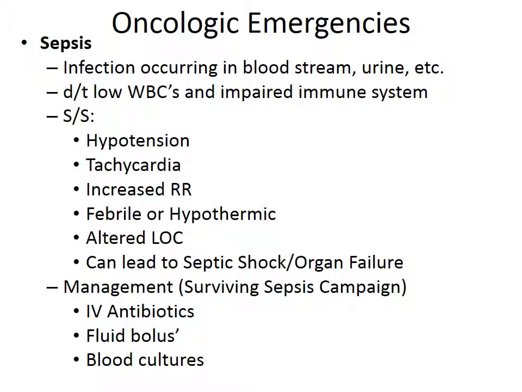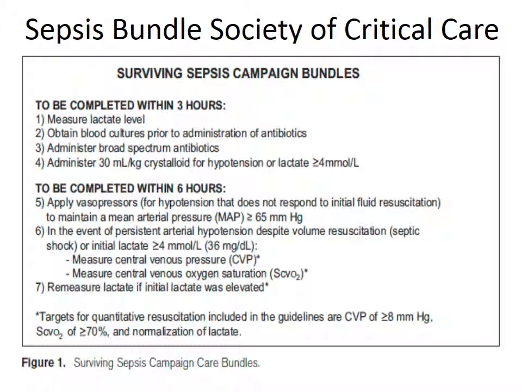It's due to low WBCs and impaired immune system function, and its signs and symptoms include hypotension or a drop in systolic blood pressure of 10 millimeters of mercury, tachycardia, increased respiratory rate, febrile or hypothermic, altered level of consciousness, and it can lead to septic shock or multisystem organ failure. Management is aimed at using the Surviving Sepsis campaign and includes IV antibiotics, fluid boluses, blood cultures, and vasopressors. The Sepsis Bundle Society of Critical Care has a Surviving Sepsis campaign bundle that outlines the important steps of caring for patients with sepsis.